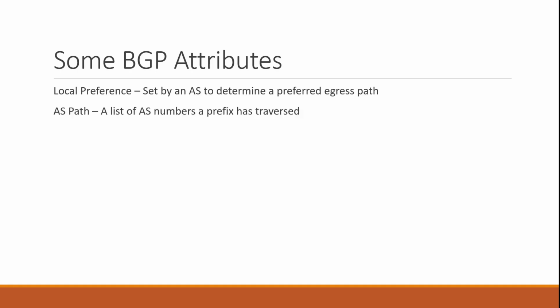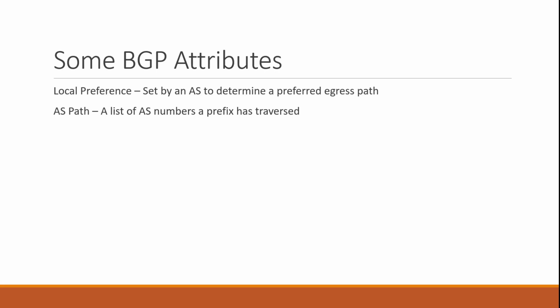AS path is probably the most important attribute for BGP. You see, BGP is what's known as a path vector protocol, meaning that it doesn't just count hops as a numerical distance like a distance vector protocol. Instead, each prefix has a record of the path it traversed, from an AS perspective.